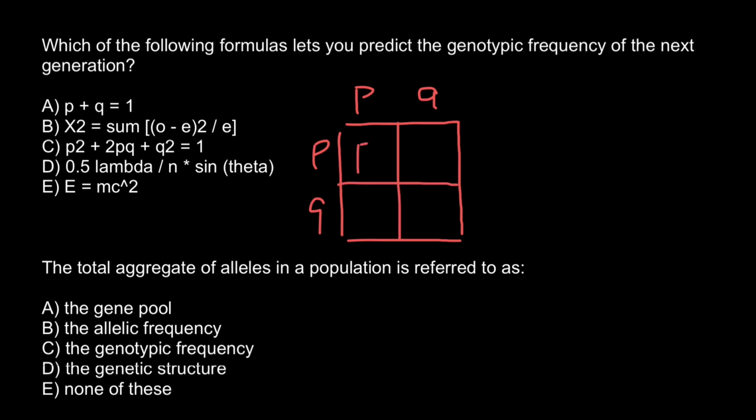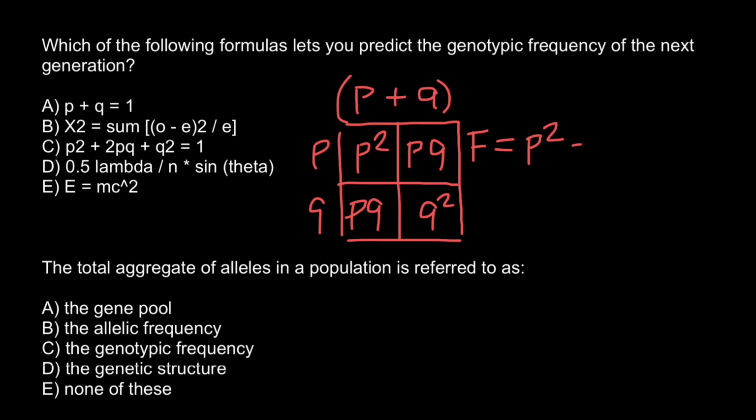So here we are going to have P squared, here we are going to have PQ, here PQ, and Q squared here. Hence, the Hardy-Weinberg formula, where F stands for the frequency of the three genotypes that we can get if we have two alleles in our gene pool, P and Q. So we will have P squared plus 2PQ plus Q squared, and all this would equal 1.